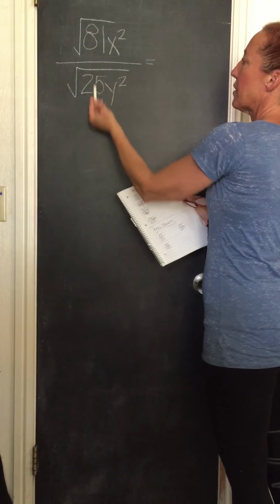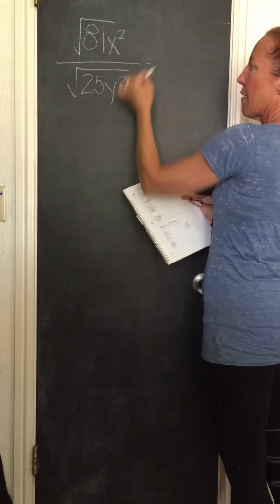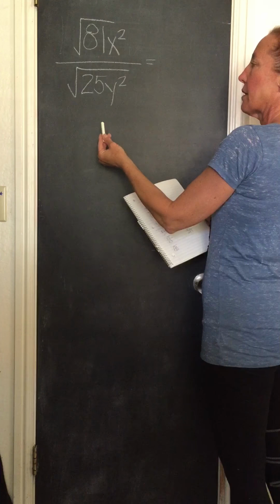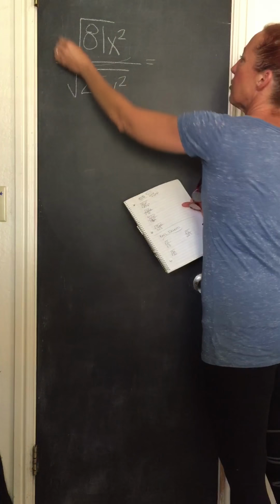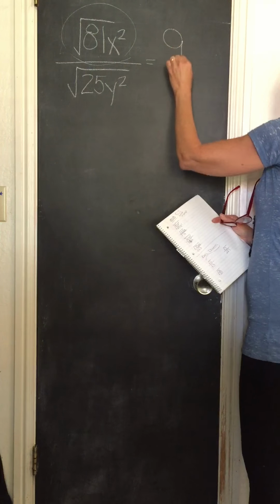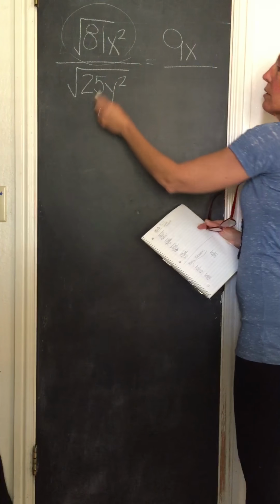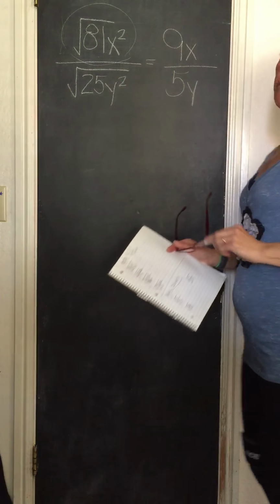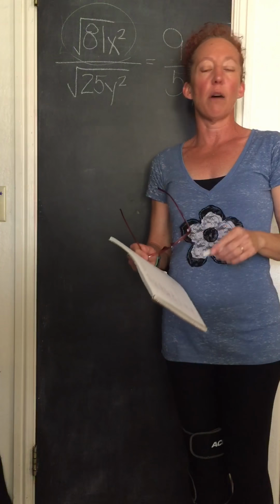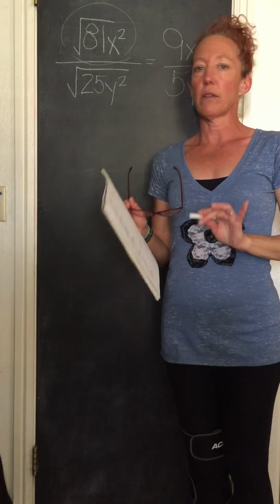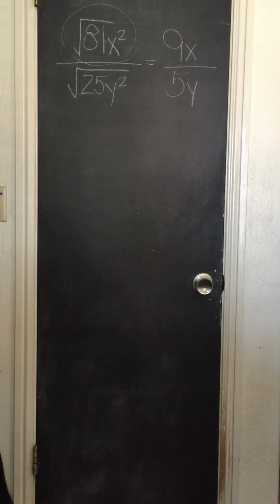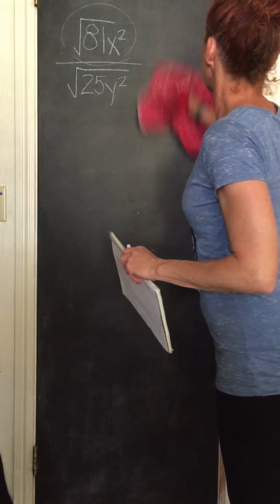Okay, so our first example, I put perfect squares everywhere. There are no common factors. So if this was an example you were doing for homework, just take the square root of the numerator, which would be 9x, take the square root of the denominator, which would be 5y. There are no common factors, done. There's nothing else you can reduce. This problem is done. Moving on.